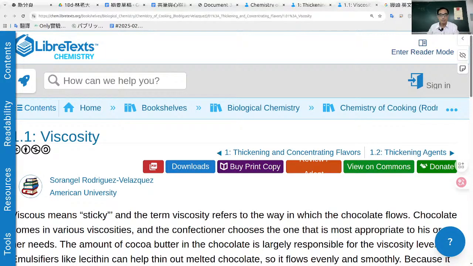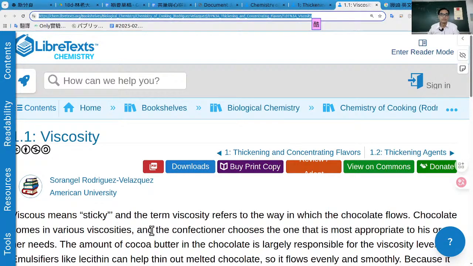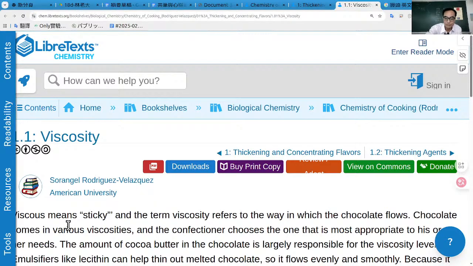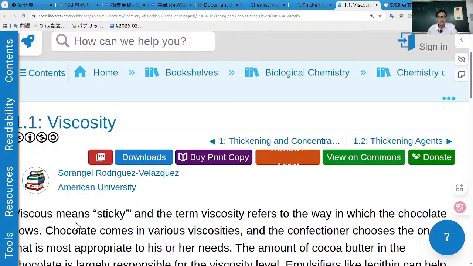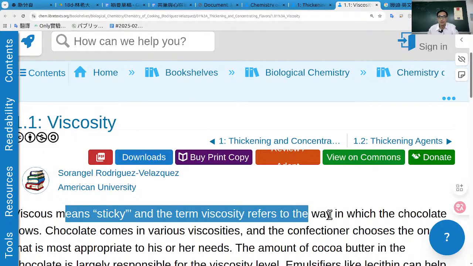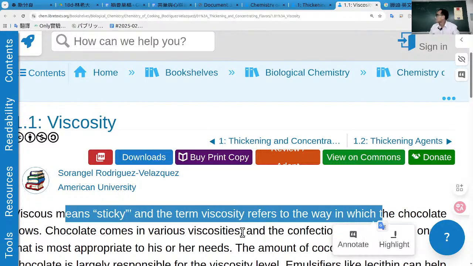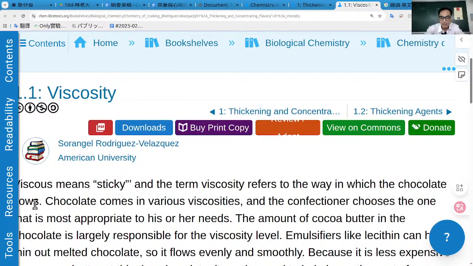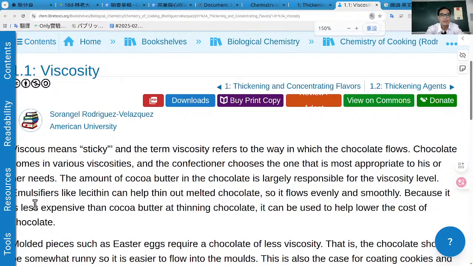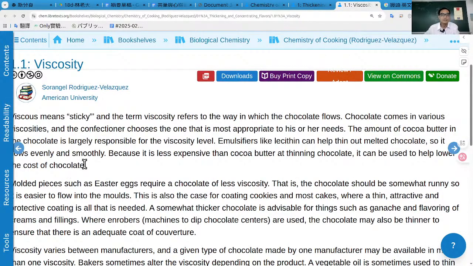Let me copy and paste it here. Okay. Okay, here viscous means sticky, and the term viscosity refers to the way in which the chocolate... I can see these words. Okay.